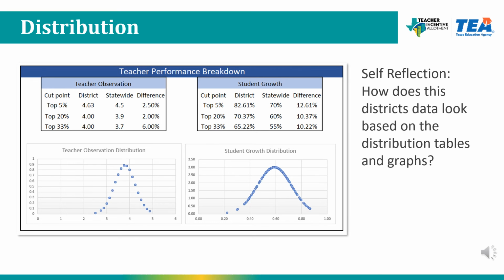The graph allows a district to identify if skew exists in either teacher observation or student growth. If these graphs are greatly shifted to the right or to the left, it would signal that inflated scores exist. In this sample district's dataset, the distribution looks very strong and creates a good bell curve that is expected for this type of dataset.